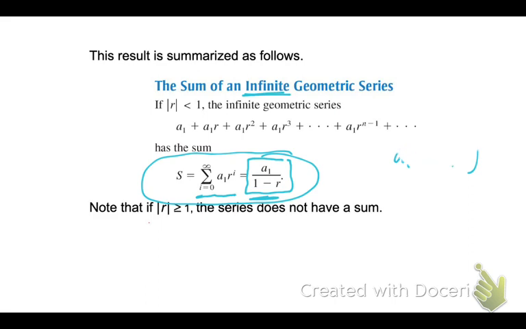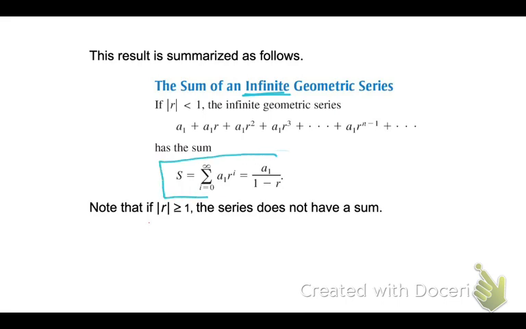And it only works when? R is less than 1. The absolute value of r is less than 1. Oops, that's written wrong. It's up here. I underlined the wrong one. So it's the infinite sum of a geometric series. It has to be geometric first, and then the absolute value of r has to be less than 1. Now, if it is greater than or equal to 1, is there an infinite sum? No.